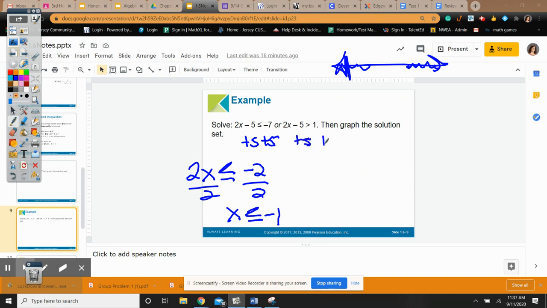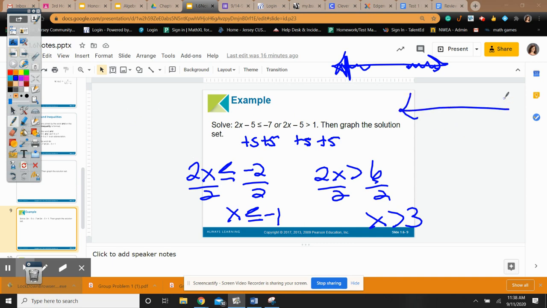On the second guy, when I add 5 to both sides, it's 2x is greater than 6 and x is greater than 3. When I graph these together, it's going to be an or, so it's going to look like the paddles. You put the small number and you put the big number. This time, I get a square bracket at the negative 1 because it has the equal and it's shaded out here. And I get an open parenthesis at 3 and it goes on the outside where x is bigger.